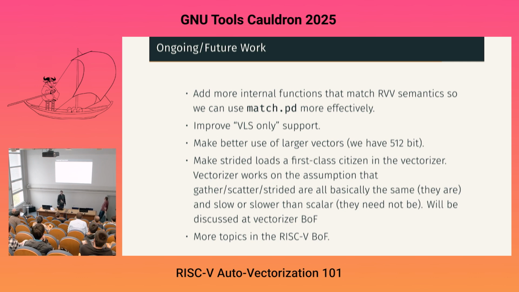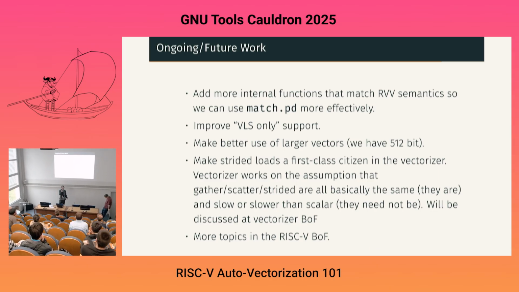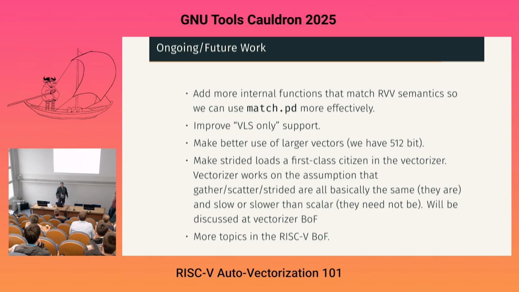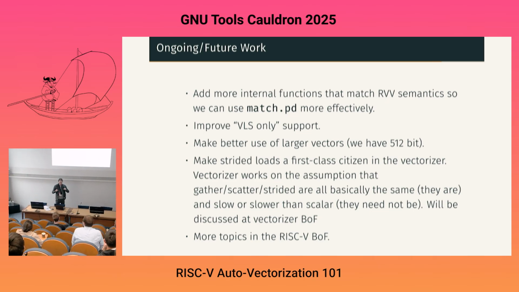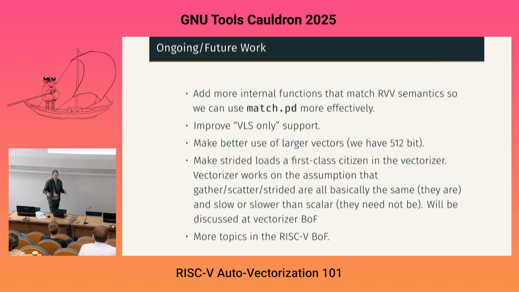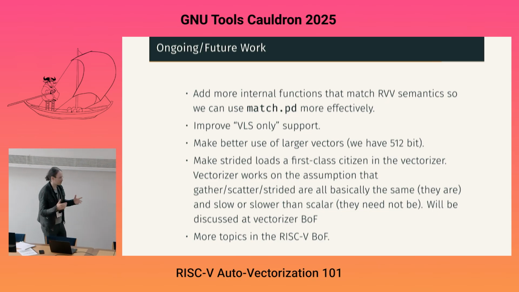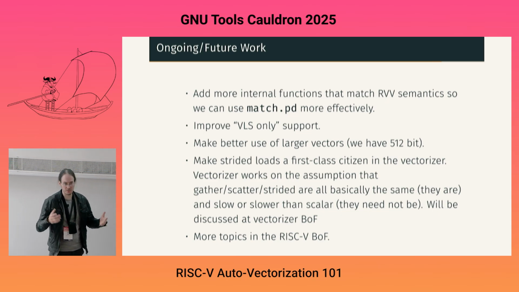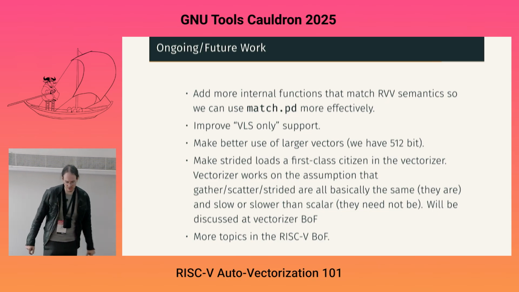So I have a bit of ongoing future work. The first point is what we just discussed. So move or add more internal functions that match RVV semantics so we can exploit match.pd and make use of the already existing optimizations that are there.